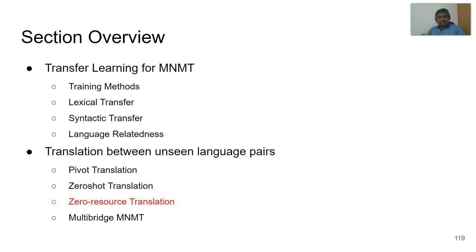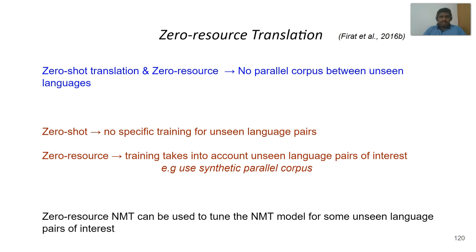So the next question we look at is how zero resource translation is different from zero-shot translation. In both these cases, we have no parallel corpus between the unseen languages. However, there is a difference.